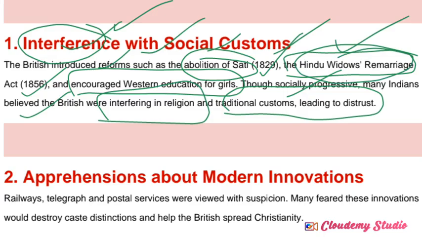So Western education. See, even the education system of India, how they followed it, was completely reserved for the royal families and totally reserved for the boys itself.